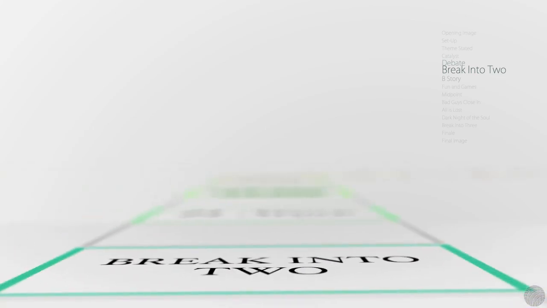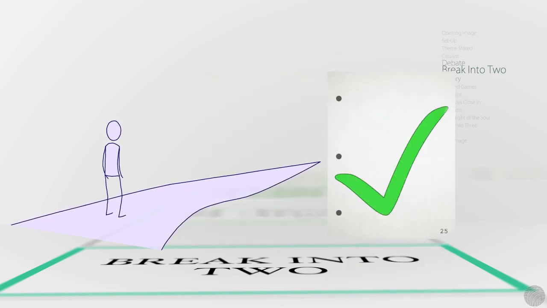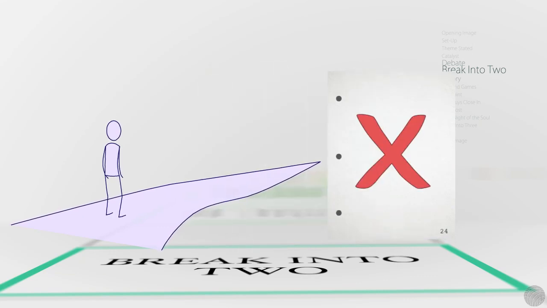6, break into 2. It's called break into 2 because this concludes the first act of a 3-act structure. We'll look at the concept of acts in a later video. Here is where the hero makes the decision to head off on the journey. Blake Snyder believes this should happen on page 25 of the script. Seriously. Preferably not page 24, and certainly not page 26.